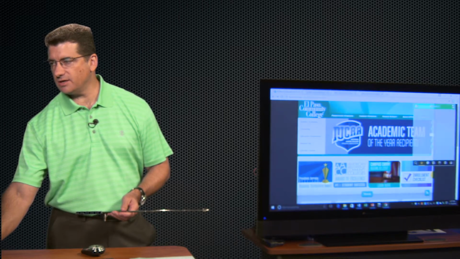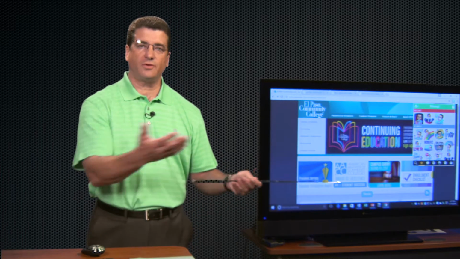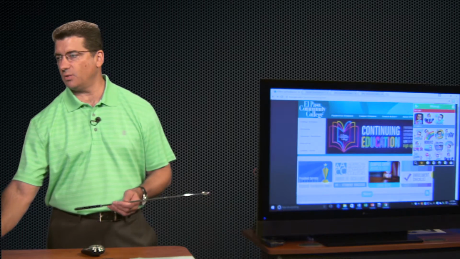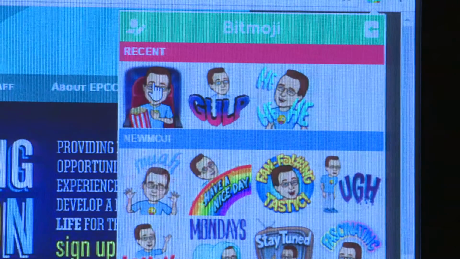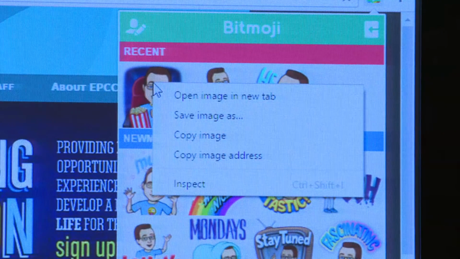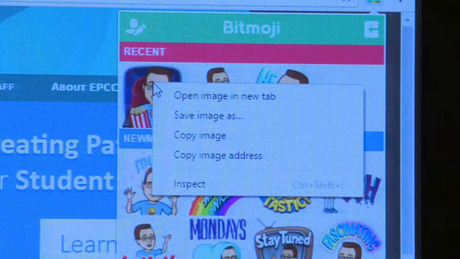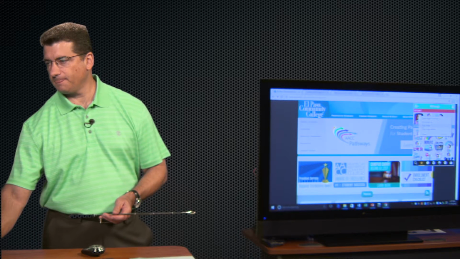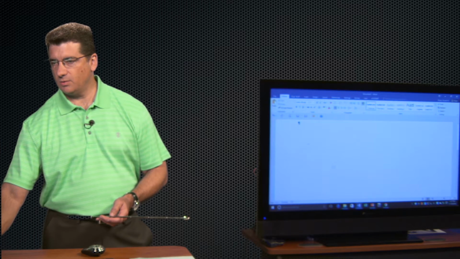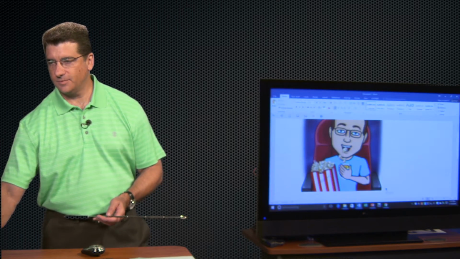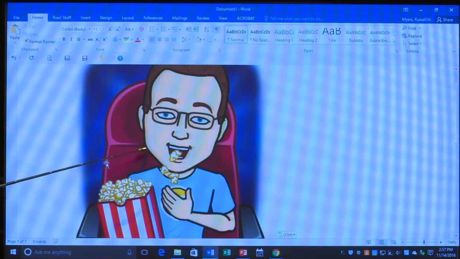One of the nice things is it's not just about entering it in an email or something. You can put this anywhere. So for instance, if I wanted this in Microsoft Word, I find the one I want and right-click on it. In that menu, I'm going to say Copy Image. Notice that you can also save it for use in other places. So I'm going to copy that, then come down here to Microsoft Word and paste it in there. Now if we look at my Bitmoji, you can see it's pretty close, now including the glasses.